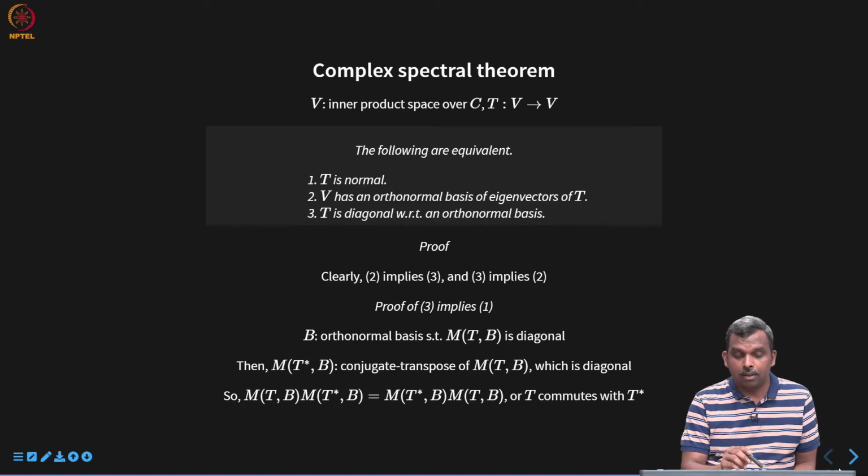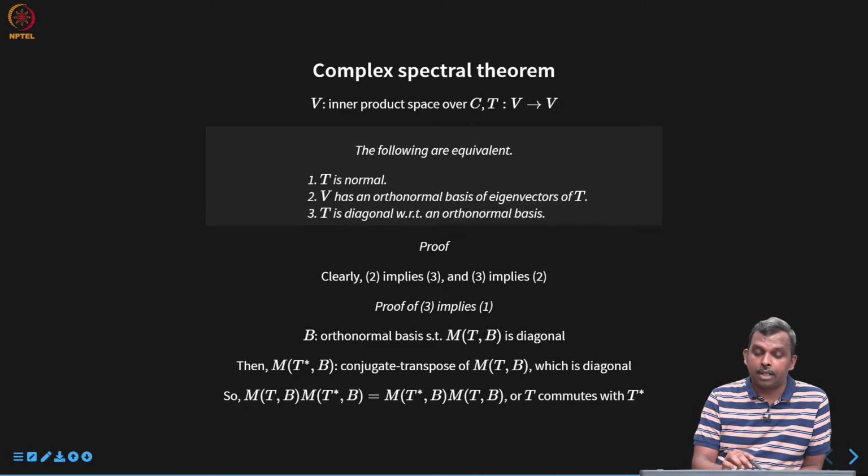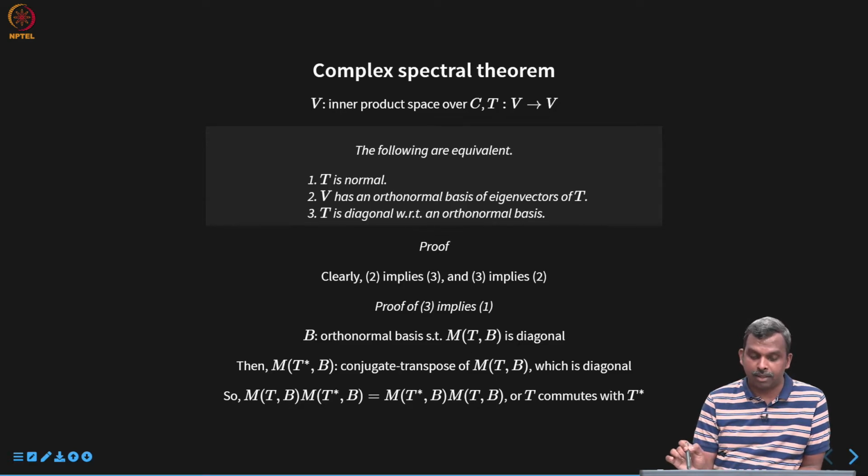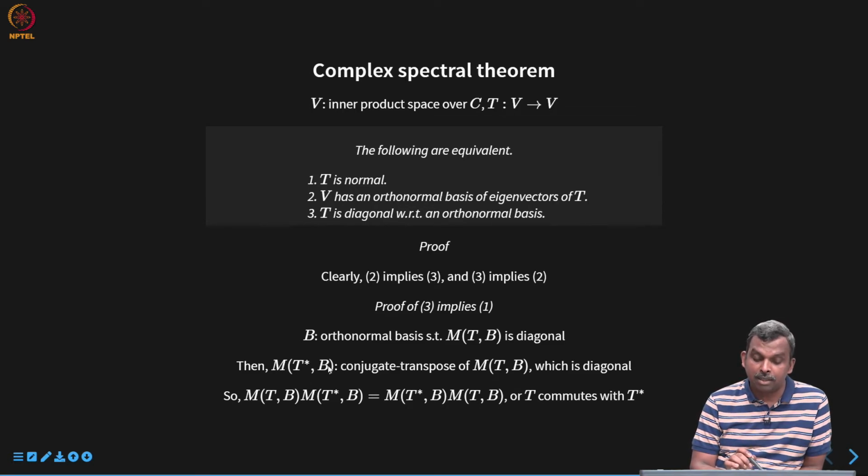So, what does 3 say? T is an operator and there is an orthonormal basis with respect to which T is diagonal. Let us say that basis is B. B is an orthonormal basis such that the matrix of T with respect to B, M(T, B), is diagonal. Remember, this is a diagonal matrix. Now, B is orthonormal. So, what is the matrix of T star in the same basis B?